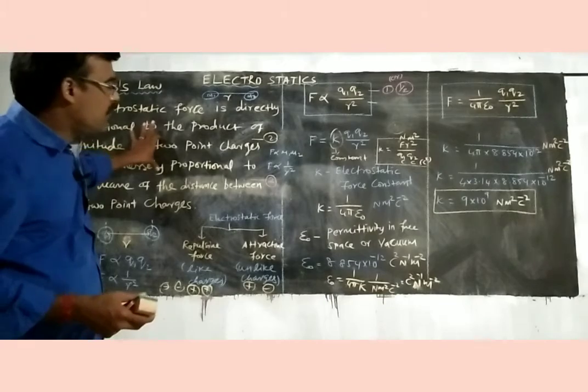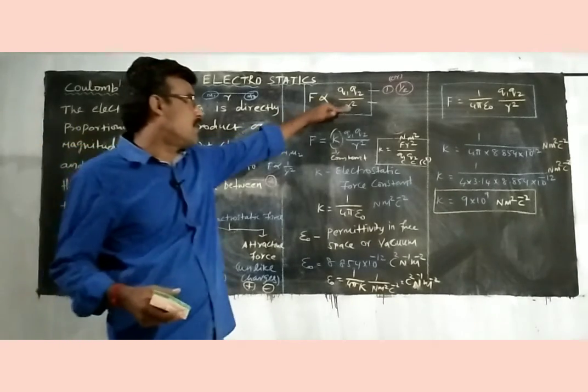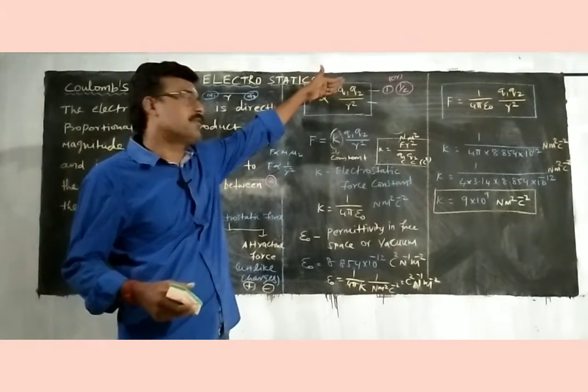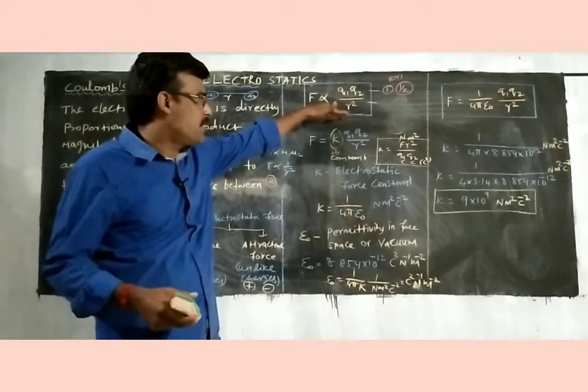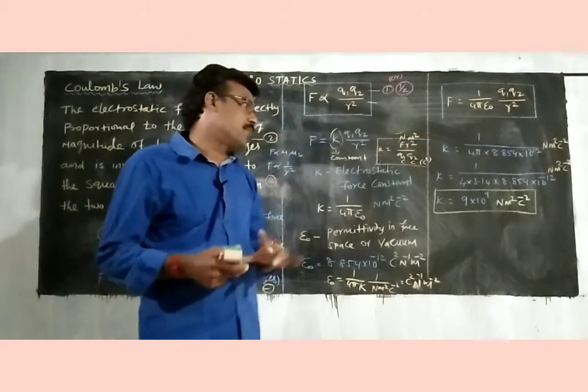If you are not able to write properly, you will also get some marks if you mention F is directly proportional to Q1 Q2 by R squared. So you will get 1 or half a mark.